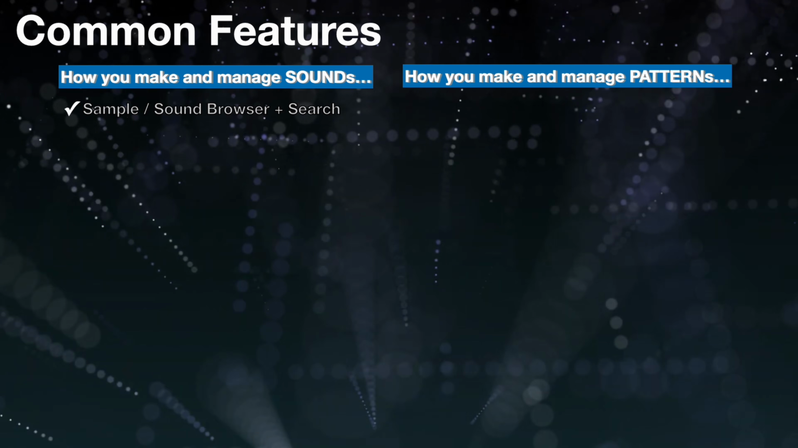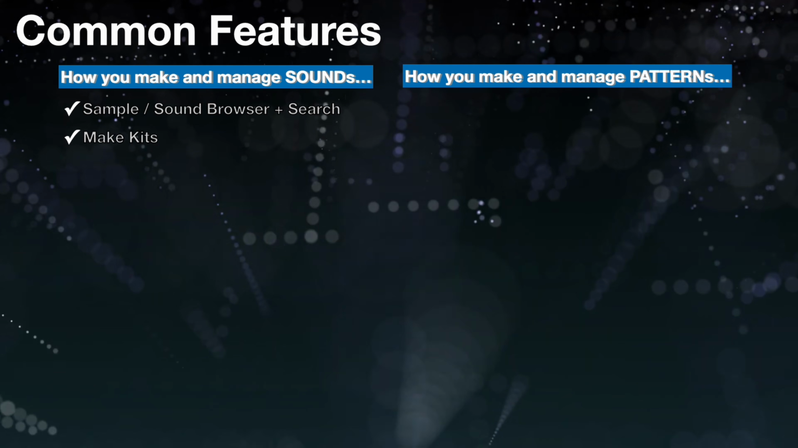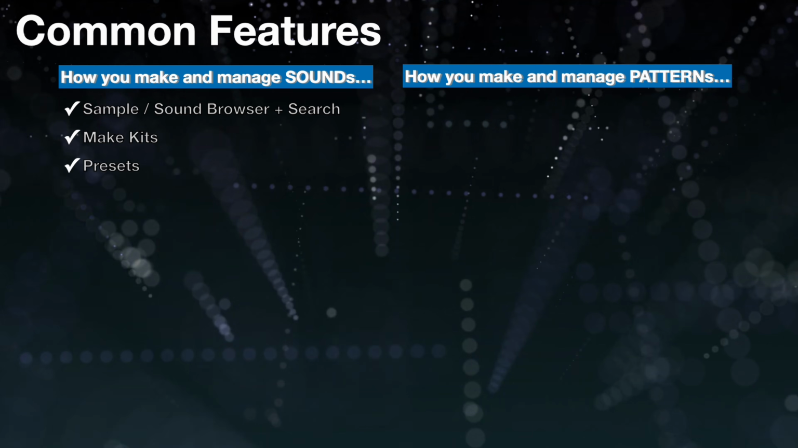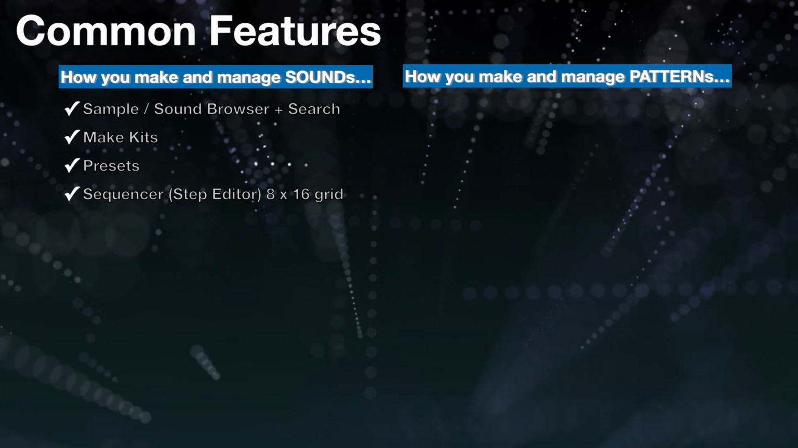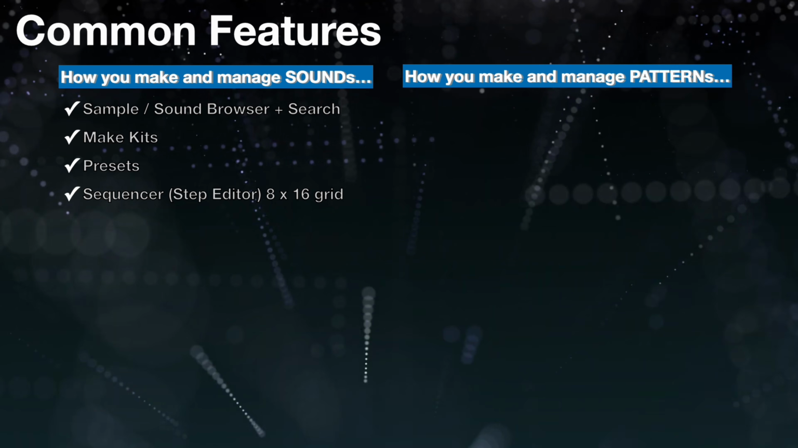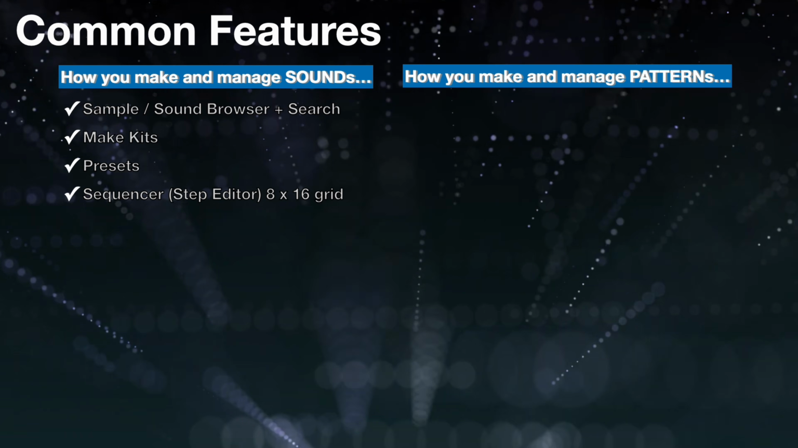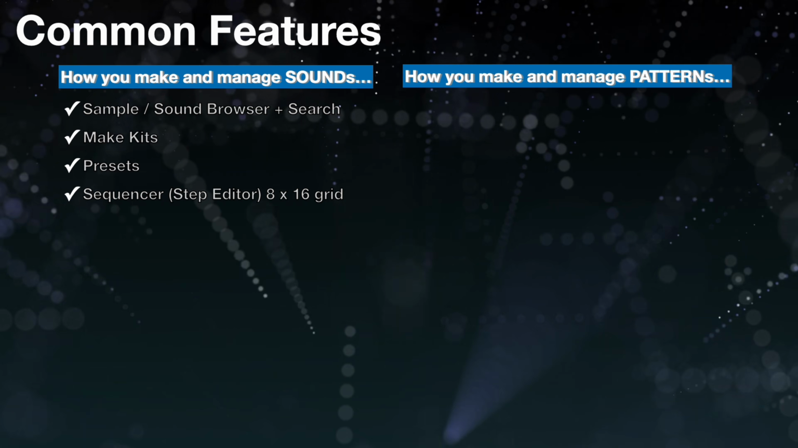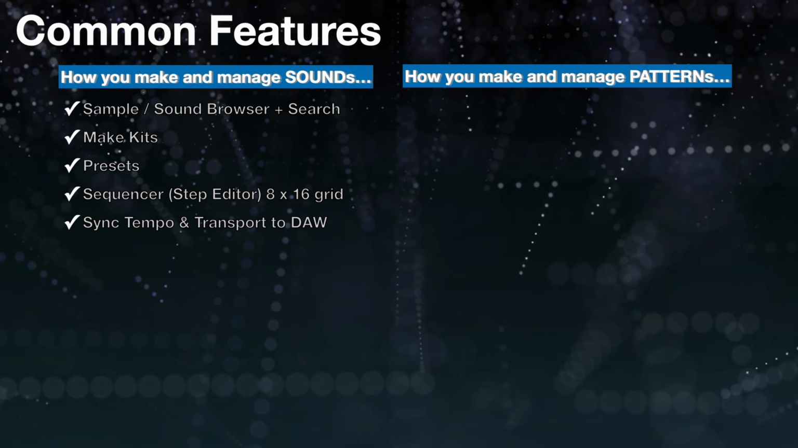Every one of these packages has some kind of sample or sound browser with search capabilities, the ability to make kits, and they come with presets. Some come with a few, some come with a lot. They all generally support some kind of sequencer or step editor that starts out with at least 8 lanes or 8 different drum parts and a grid of 16, which often can be expanded to 32 or reduced to even 4 beats.